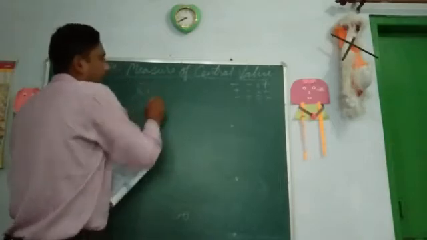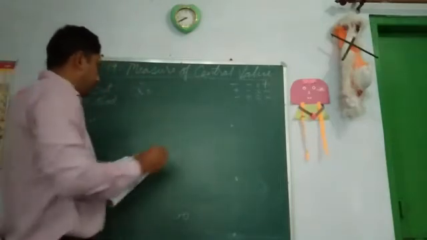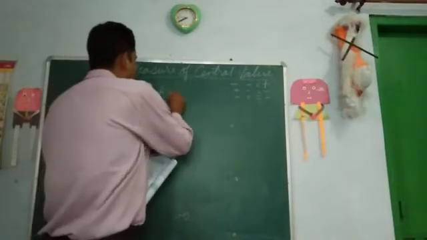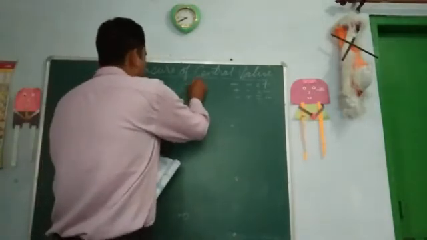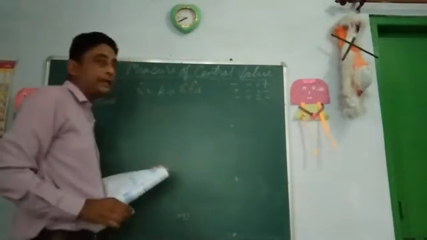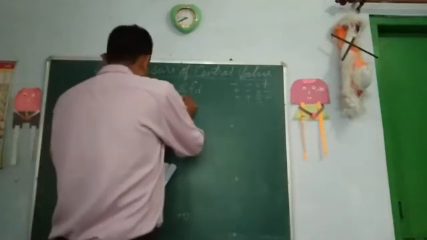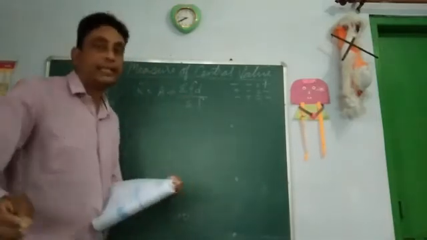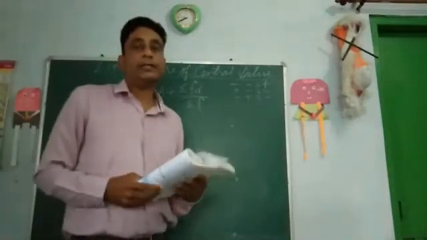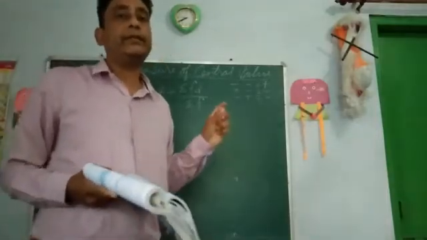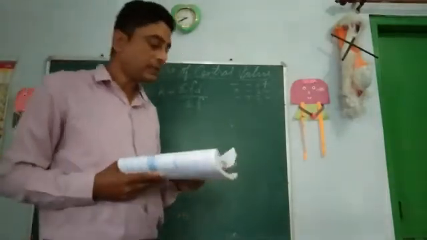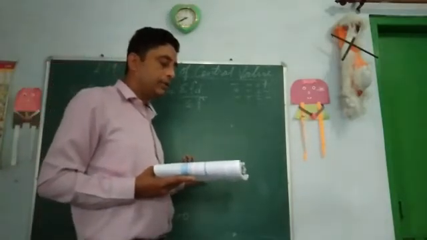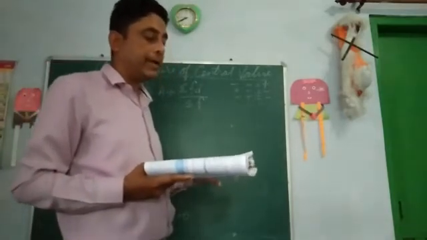In the shortcut method, X bar, that is the arithmetic mean, is equal to A, that is the assumed mean, plus the sum of FD, that is frequency multiplied by deviation, divided by the sum of f. Deviation is the assumed mean minus the real mean. Fine. So here we have seen calculation of arithmetic mean by the shortcut method.